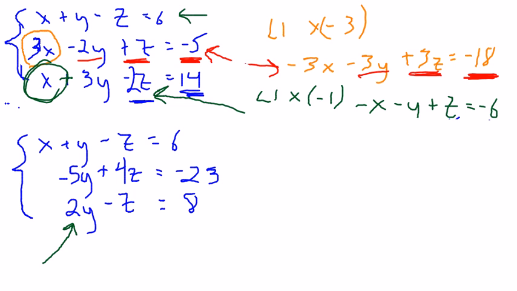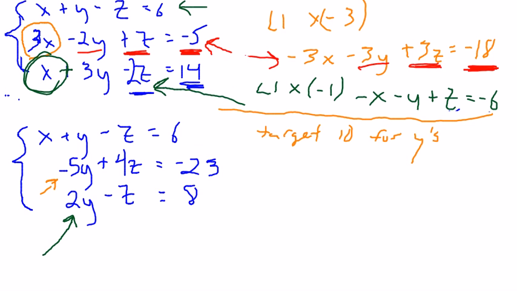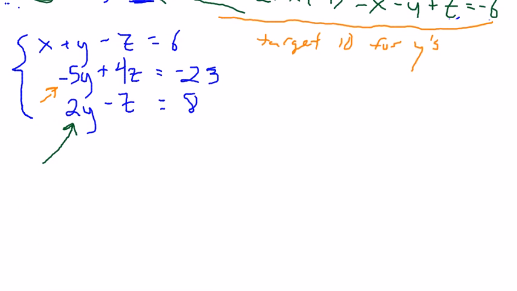So what color? I guess I'll go back to orange. I want to target the 5 right here, negative 5, and the 2 that I've already pointed to in green. My target number for those is to get a 10, because that's the smallest number that both of them go into. So I'm going to target 10 for my y's. I'll write that. Target 10 for y's.